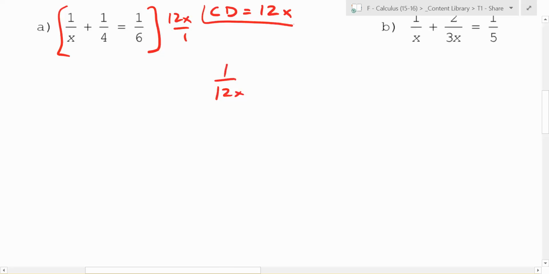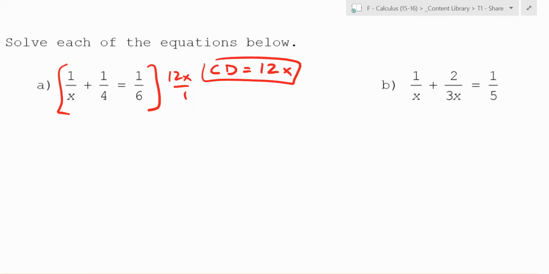You said the common denominator is 12x. Is it 12x over 1, or is it 1 over 12x? We need to multiply by 12x over 1. We're going to do that because something very nice happens. When you multiply the equation by 12x, what happens to the first term? Who wants to tell me what happens to the first term? Okay. Everything in the equation by 12x.